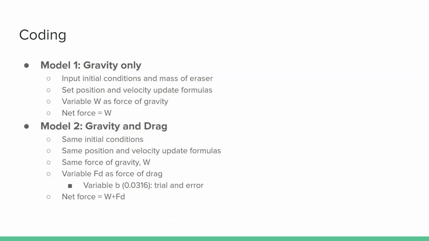I followed similar steps for the second model, except I also created a variable fd to represent the drag force, which was b times the magnitude of velocity squared for the y-coordinate. I had to find the value of b, the proportionality constant, through trial and error by comparing the model's final position results with my observed Tracker final results, and I ended up finding that b is approximately 0.0316. I then set fnet equal to w plus fd, and I ran the code for both models and used their data for my Excel comparisons.